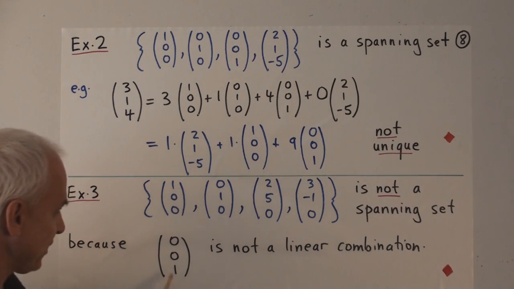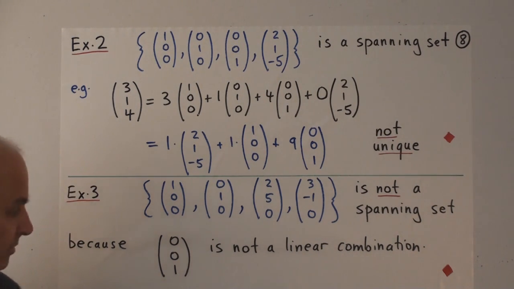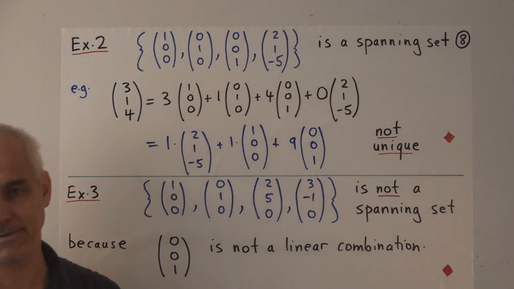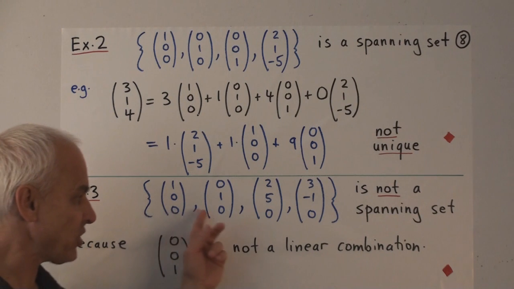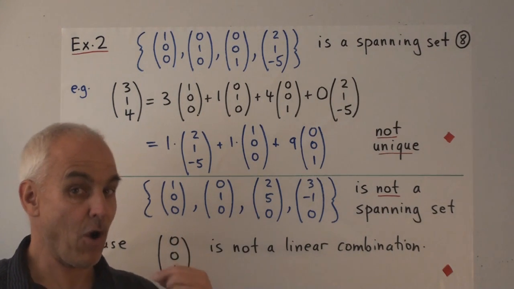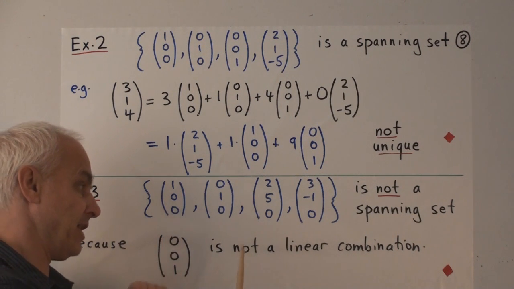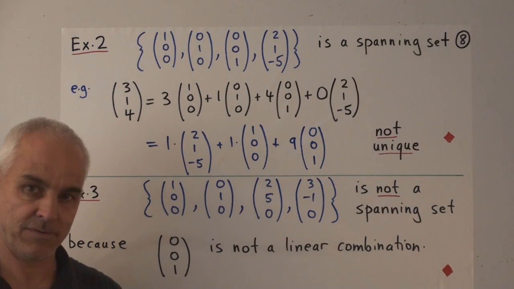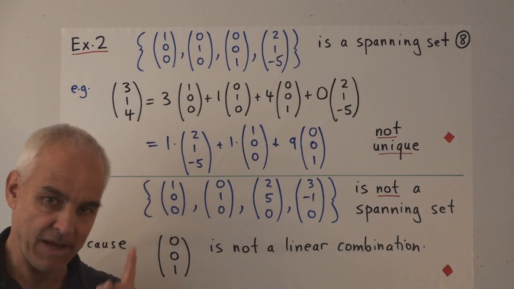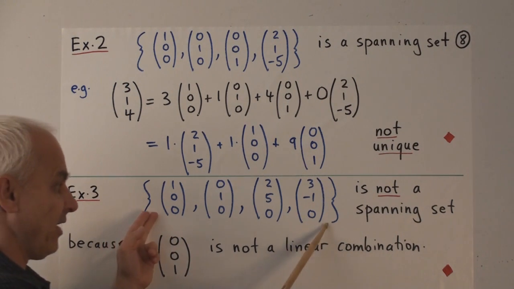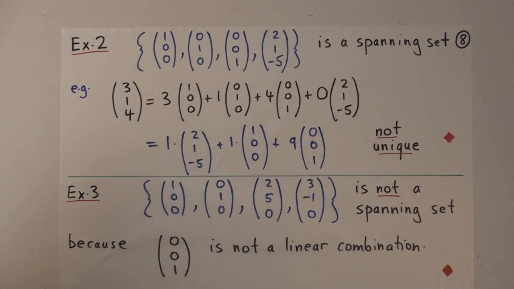Well, it's because this vector has a third component, which is 1, and all of these vectors have 0 in their third component. So no matter what combination we take of those three vectors, we'll always have 0 in the bottom component, so there's no way a linear combination of these four can make this vector. And if you can't make just one vector, it means that it's not a spanning set. This set is not a spanning set.